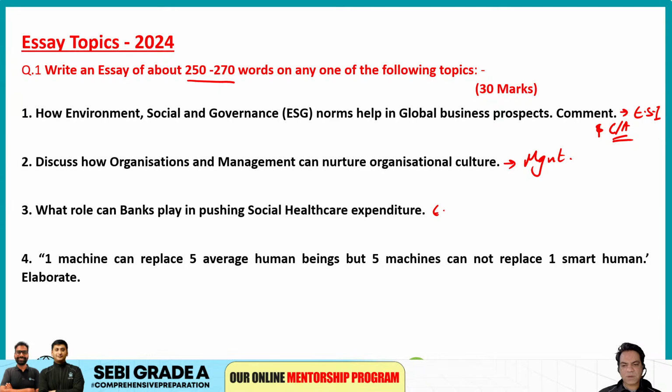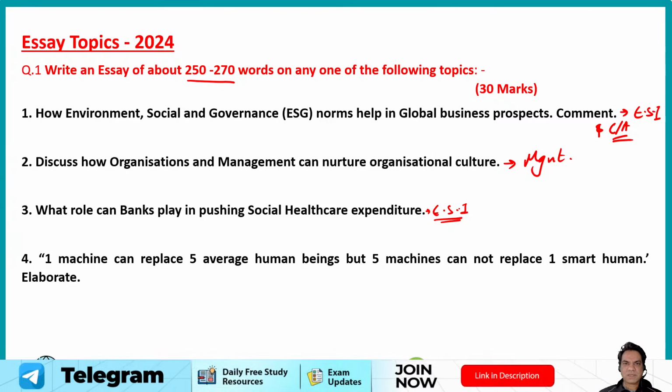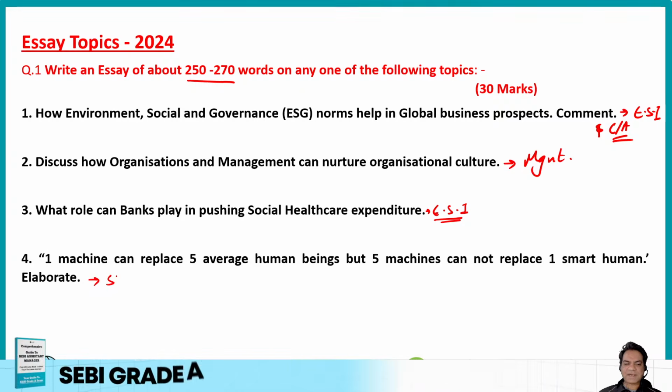Again, if this topic is not written with data points, statistics, reports, and schemes, it would look like a poor essay. But look at the fourth essay: "One machine can replace 5 average human beings, but 5 machines cannot replace 1 smart human being." Elaborate. Now this is a static topic.